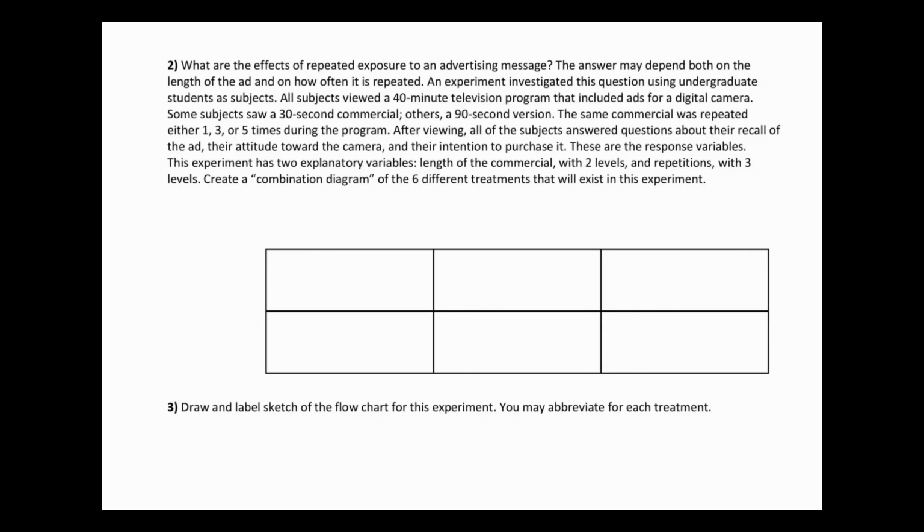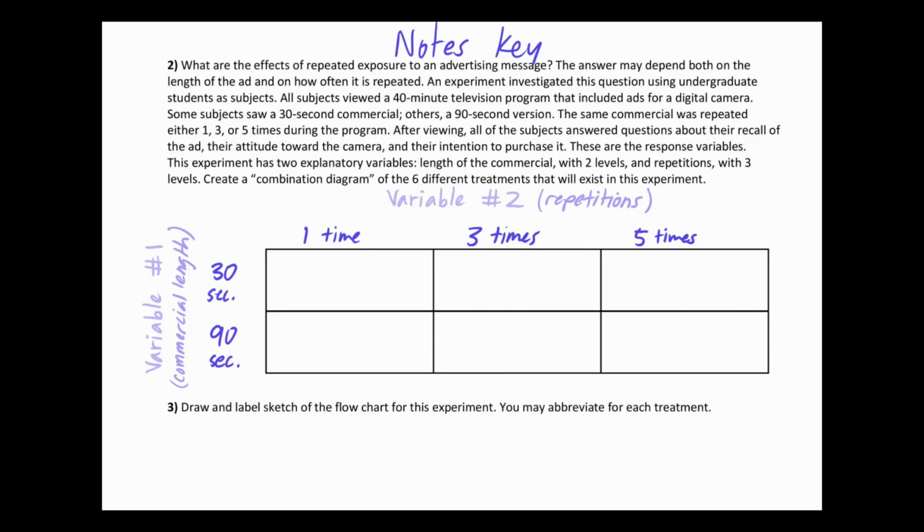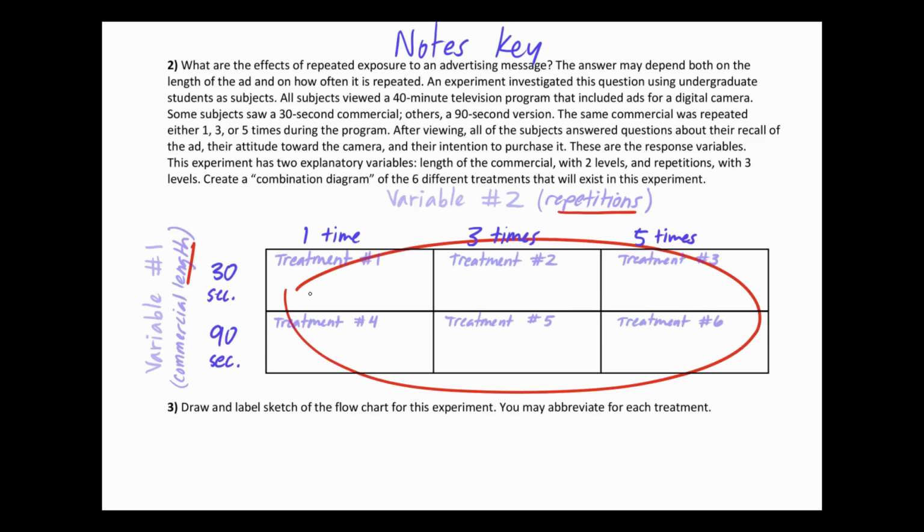After we construct our grid, we're going to go ahead and put the 2 variables. First variable, how long the commercial is. Second variable, how many times it's repeated. We can go ahead and label the columns and the rows. So it would be 30 seconds versus 90 seconds. Those are the different lengths. And then the number of repetitions, 1 time, 3 times, 5 times. After we do that, we look at how many treatments we'll have in the end. 6 total. 2 times 3 is an easy way to get that.